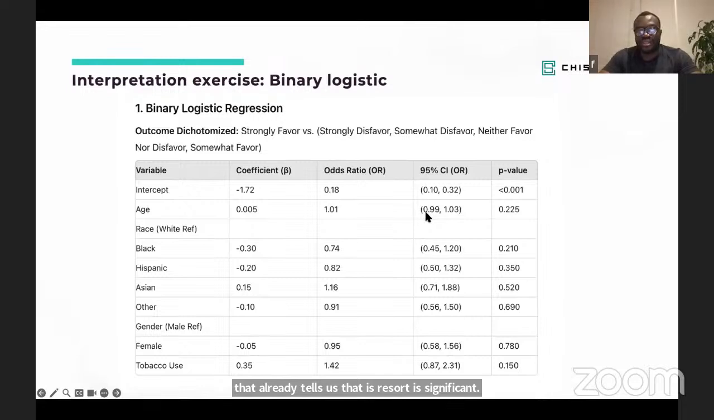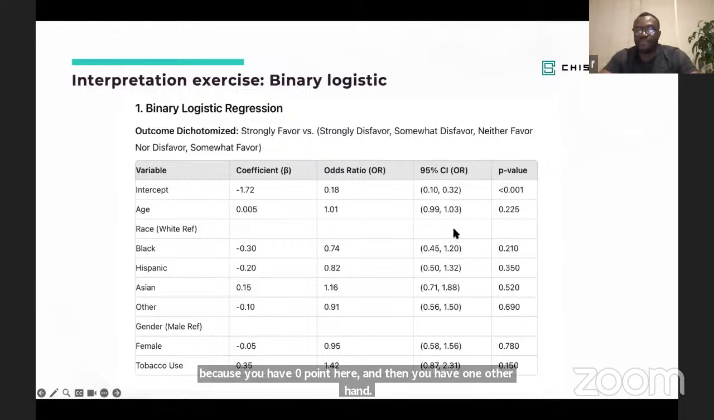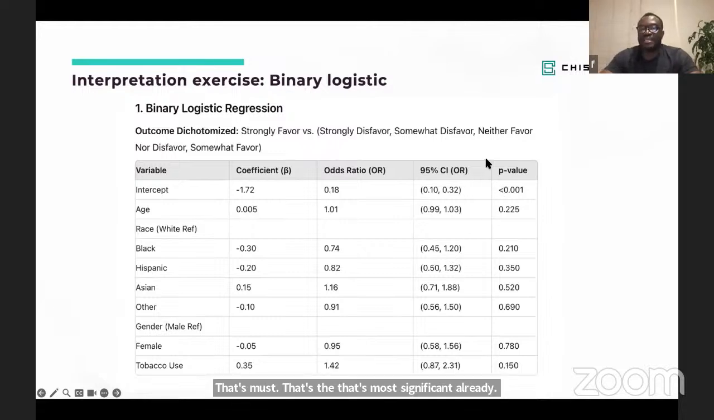Here, we look at the confidence intervals 0.9, 1, 1.1, 1.2. So this includes 1. You don't need a p-value to tell you that this result is not significant. This is already obvious as day. Because you have 0 point here, and then 1 point on the other hand, it tells us that's not significant already, right? So the bottom line is that when you have a choice between the 95% confidence intervals and the p-value, always choose the confidence interval, any day, anytime.